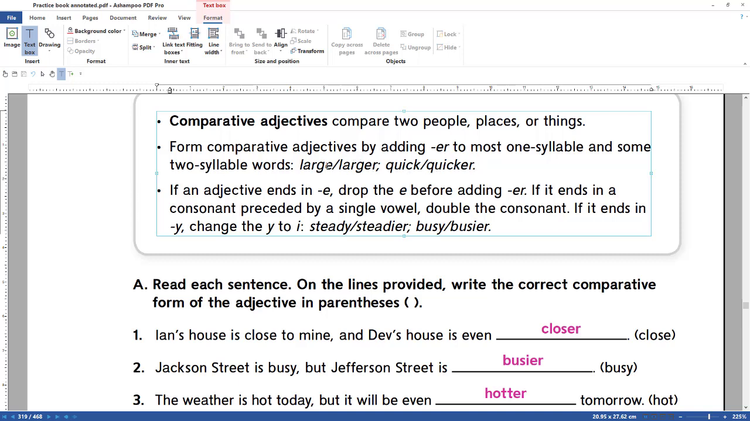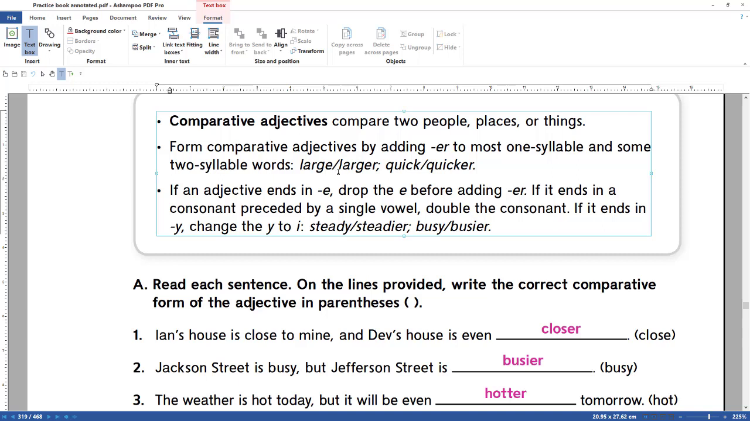As you can see, large already has e at the end, so no need to rewrite e again. We will just add r. But if the adjective ends in e, we have to drop the e before adding er. This is not very difficult to understand, because I said do not drop the e and rewrite it again. Simply just add the letter r. So large ends in e, we will just add the letter r.